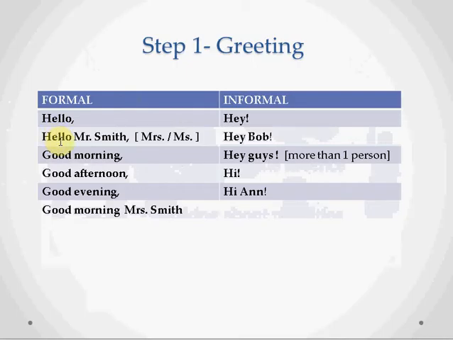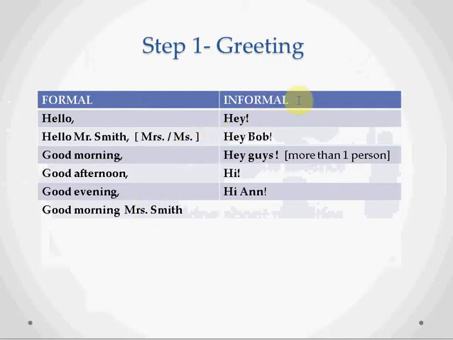So we can usually use the last name of the person. Hello, Mr. Smith. Hello, Mrs. Smith. Or hello, Ms. Smith. We can also say things like good morning. Good morning is formal. We can say good afternoon. We can say good evening. We can say good morning, Mrs. Smith. We can combine things together.